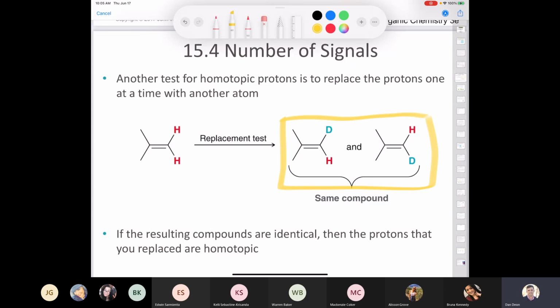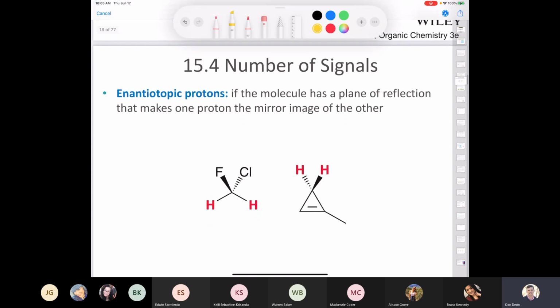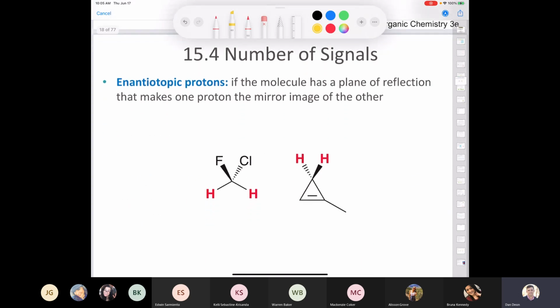They're homotopic. So homotopic protons, we can identify by doing the replacement test: if the same compound is produced when we do the replacement test, those kinds of protons are identical. And then we also can have what are called enantiotopic protons, which are also identical.